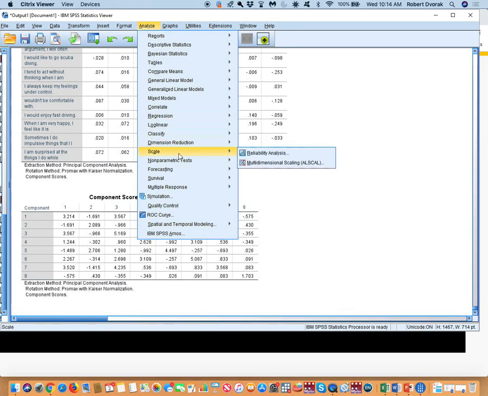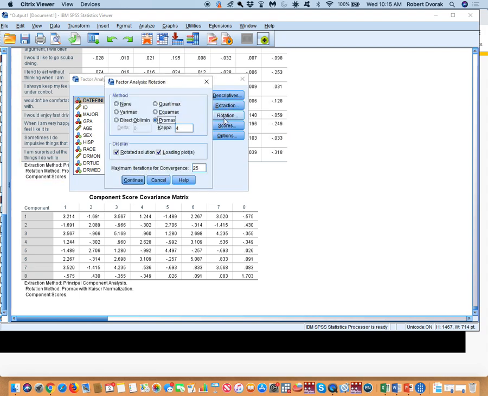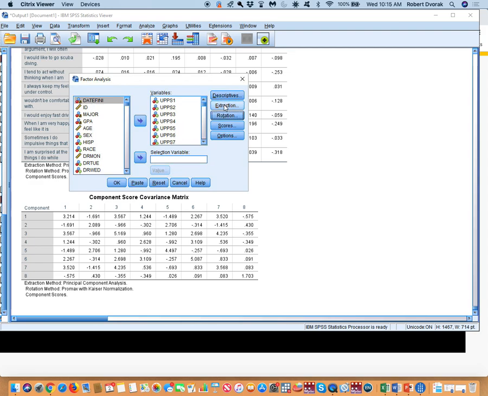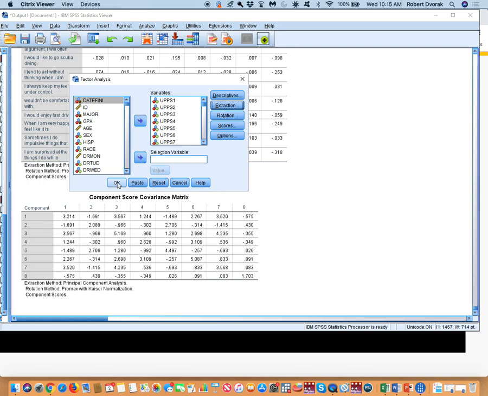Finally, we're going to do this the way that it should be done, and that is using principal axis factoring. Principal axis factoring is traditional factor analysis. And it's only going to allow us to look at the variance that is shared across all items, that can be accounted for by every single possible factor.